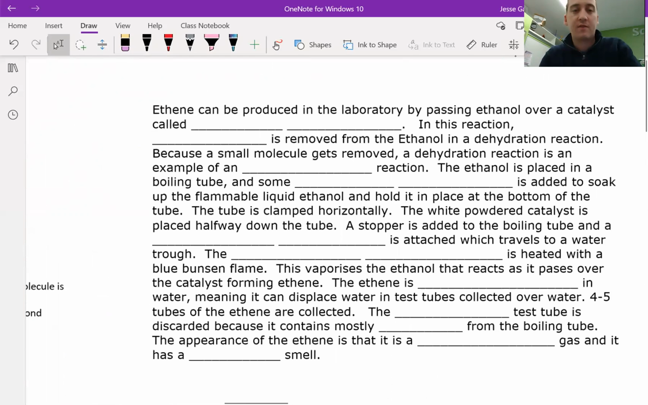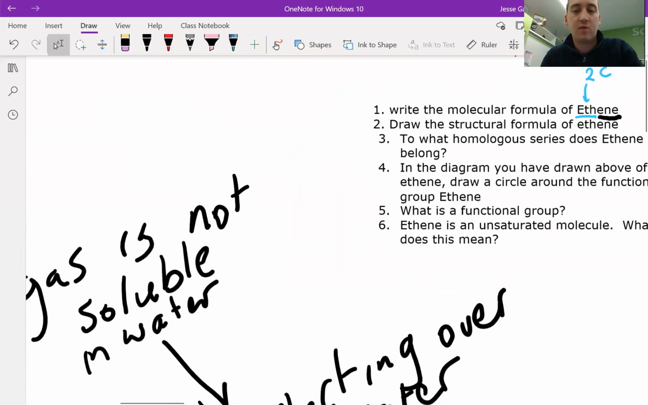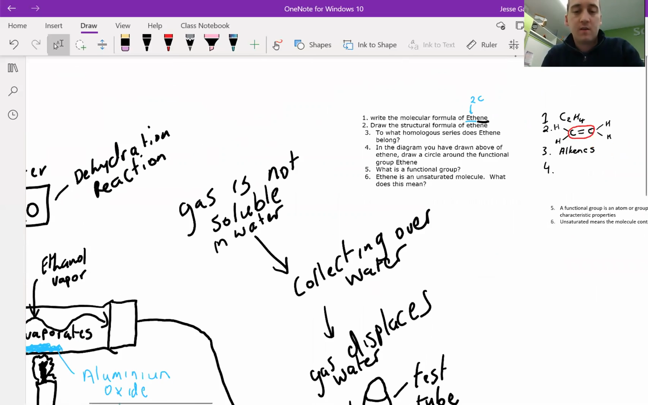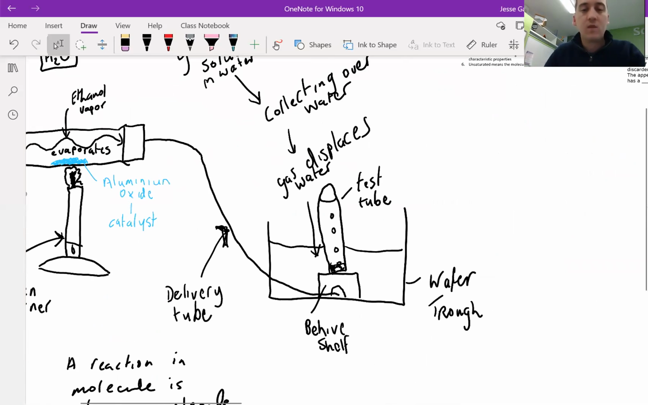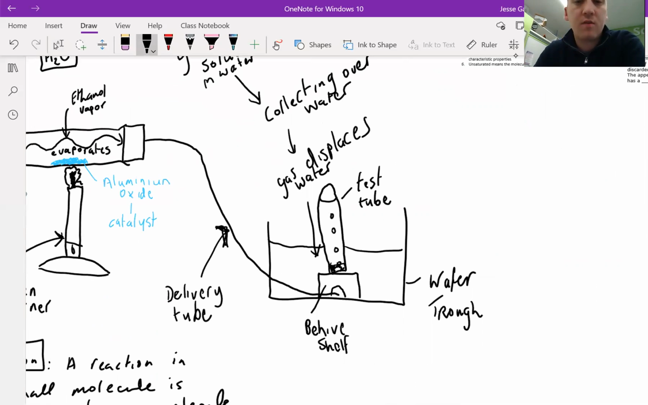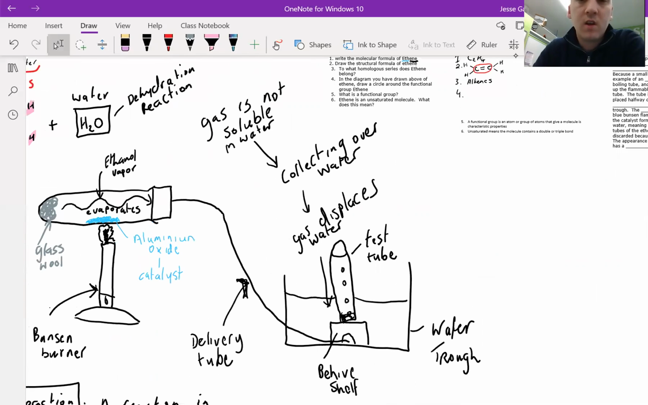Actually, I'm going to have to teach you a few more things before we do that. Sorry. Okay. So just before we go, if you look over here at the water trough, that's where we're looking. So what about the water trough? Well, I've told you that the gas is insoluble, is not soluble. Well, how many of these test tubes do we want to collect? We want to collect about 4 to 5 test tubes.